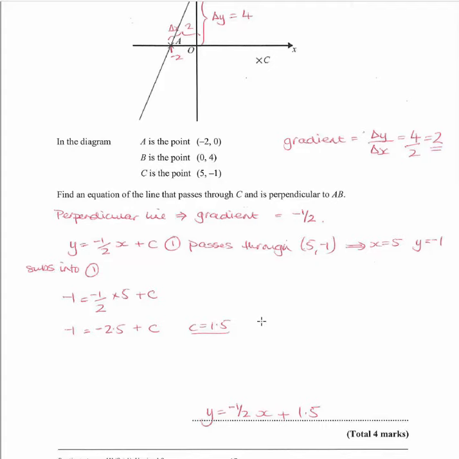Now once again, a 4-mark question. If you do nothing, you get nothing. If you could work out the gradient of the original line, that would be something. If you could use that to work out the gradient of the new line, that would get you some marks. This bit is probably the most difficult part, but you can still pick up marks for doing this part here and this part here. So once again, do what you can do.